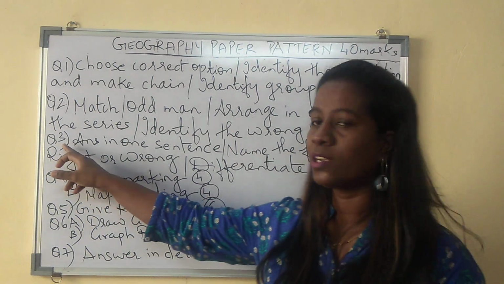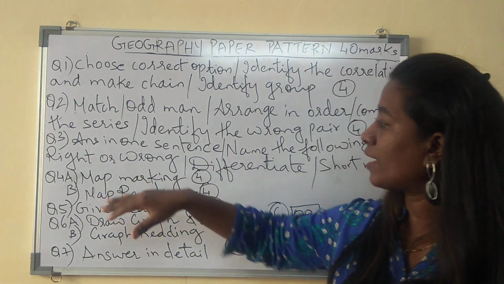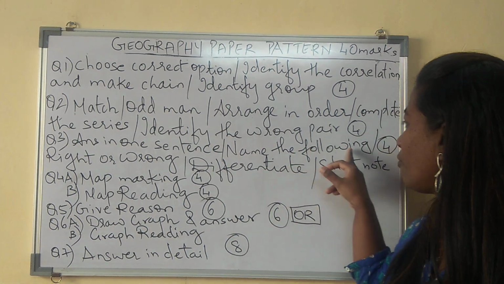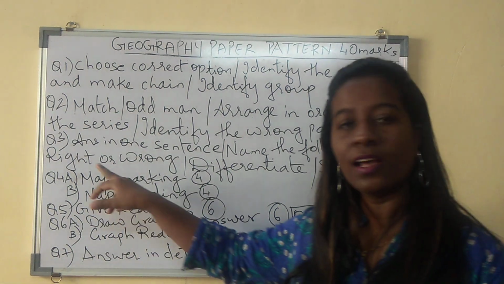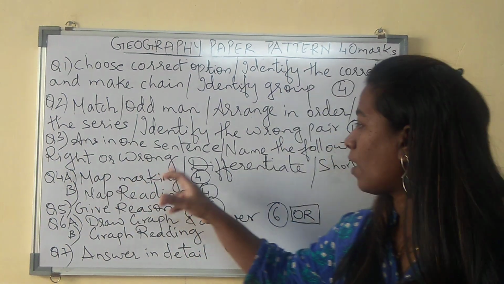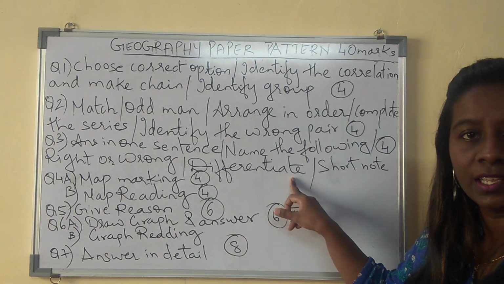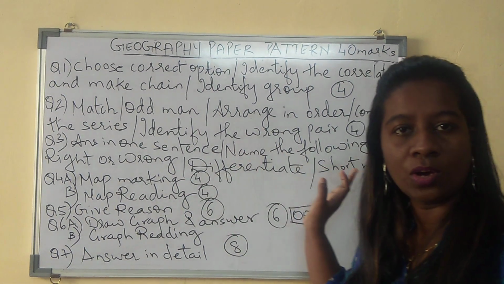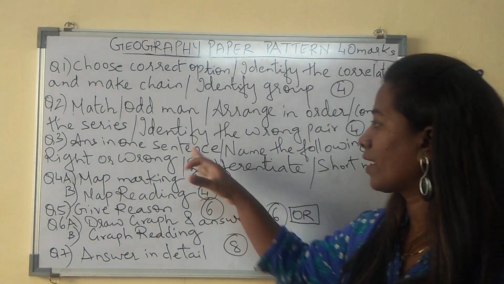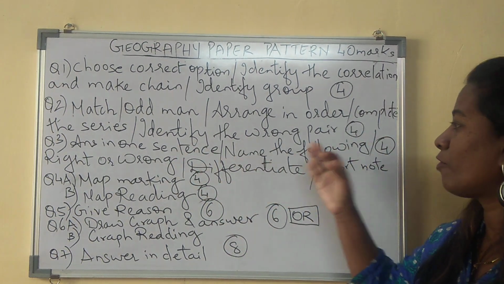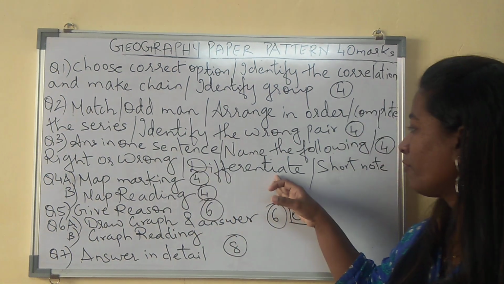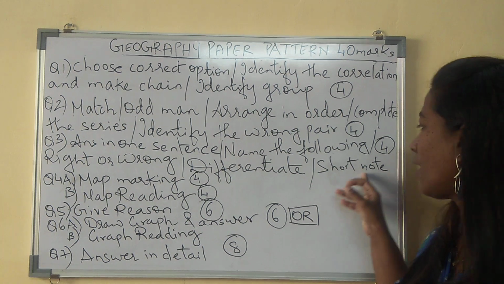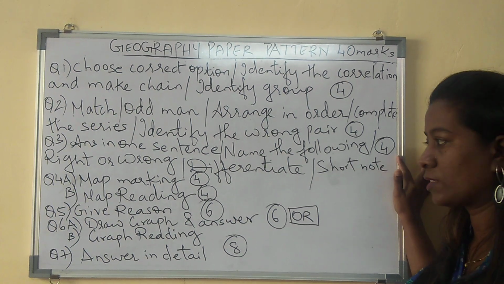Then you can see question number 3. In that you can get answer in one sentence, or name the following, or right or wrong. Otherwise you can get differentiate, or you can even get a short note. So you can see there are so many options, and you can get any one. They can ask you answer in one sentence, name the following, right or wrong, differentiate, that is distinguish between, or short note. Anything they can ask, and that will again be for 4 marks.